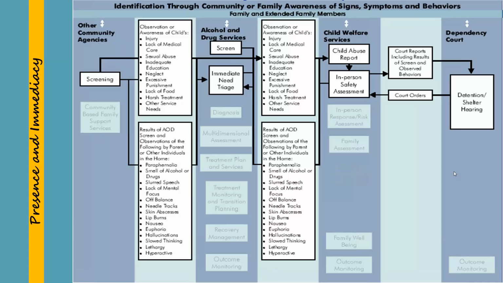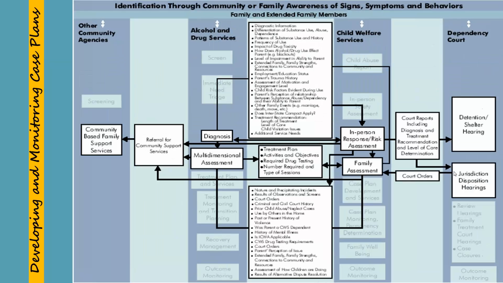So this one is at that immediate need triage, the very first safety assessment. Again, it's who needs to know what. These are suggestions of the what and the direction that the communication needs to go. They're not meant to be all-inclusive for your community. They're meant to be suggestions. What is it that you want to have communicated to your child welfare worker? What is it that the treatment agency needs to know at each of these phases? So this one is at that initial screening and the safety assessment for the child.